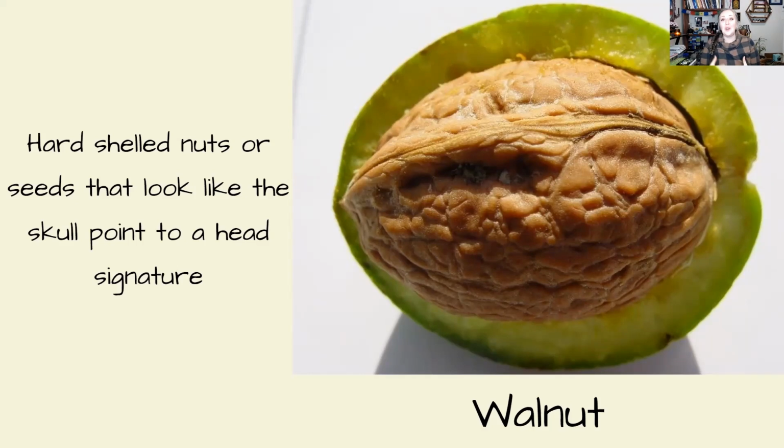So the most commonly known head signature, as you can see on your screen, would be hard-shelled nuts or seeds that look like the skull. Our example here is the walnut. And even just look, there is the part around the seed, we're going to call it its shell. Kind of reminds you of what? Your brain. Walnut looks like brain. It is surrounded by your skull. I find it really looks like what it says it's supposed to look like. Remembering, you're going to use your imagination a little bit.